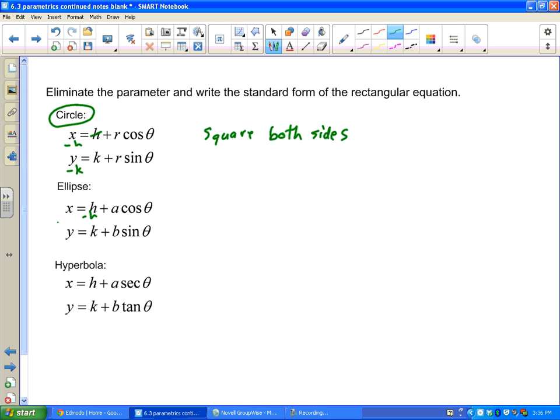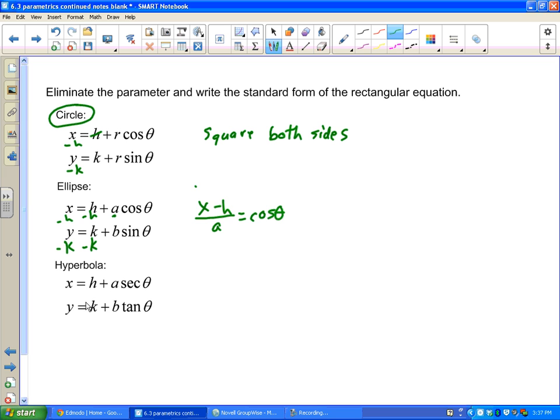For ellipse, we would do the same thing. We would subtract h and subtract k, but this is like on 13. Not only do we want to do that, but we would also want to divide by what's in front, this a right here, so that we end up with x minus h over a equals cosine theta. And then we do that with sine as well. And again, we're going to end up with an identity.